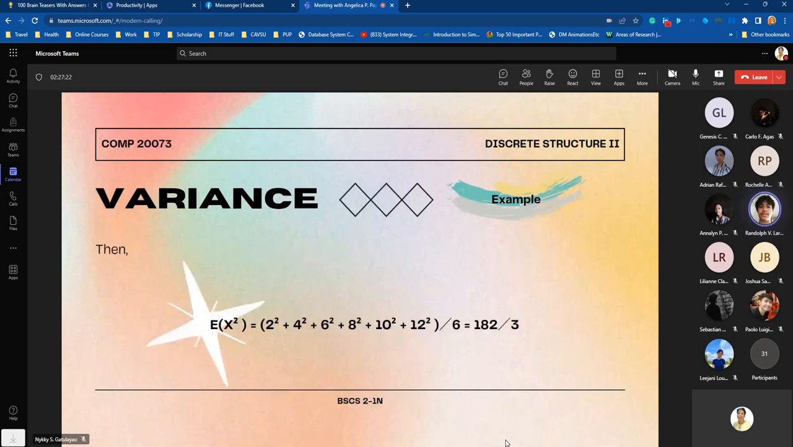Next is squaring each variable. So 2 squared plus 4 squared plus 6 squared plus 8 squared plus 10 squared plus 12 squared, divided by 6, is equal to 182 over 3.